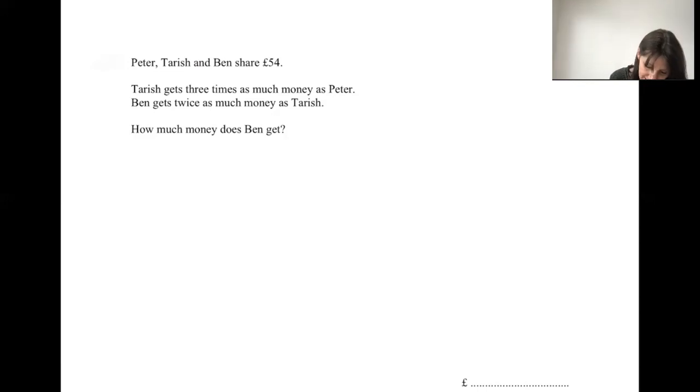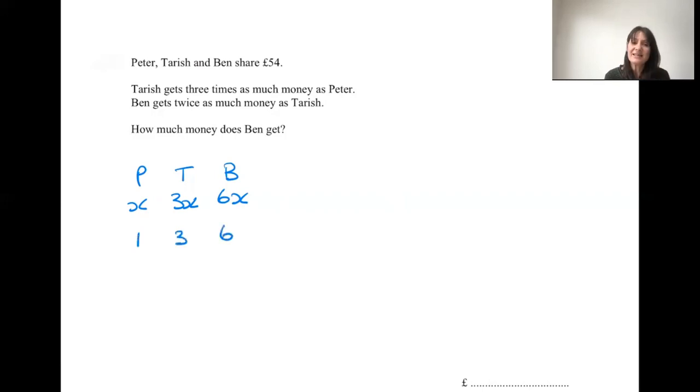So I would write, I've got Peter, Tarish, and Ben. Peter will get x amount. Tarish gets 3 times that. And then Ben gets twice as much. So that. You may well, if you've done the ratios, have gone 1 to 3 to 6. It's exactly the same, really. And that's the thing with maths. You can often find a different route in. As long as you've got your justification for your answer, there's no reason why you shouldn't get the marks.